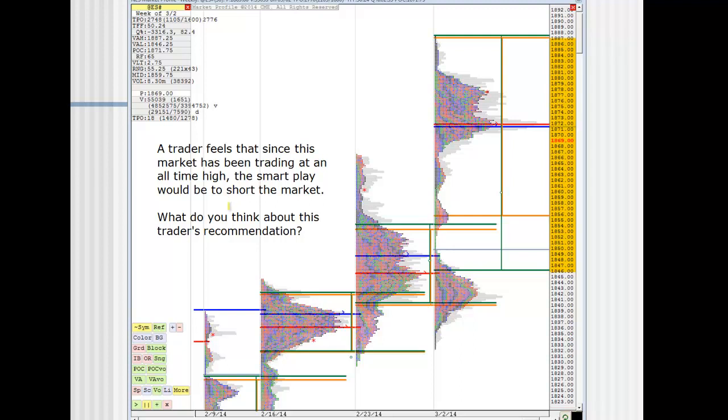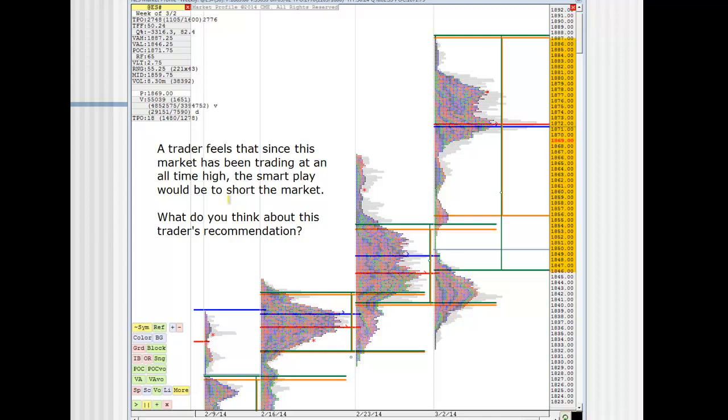A trader feels that since this market has been trading at an all-time high, the smart play would be to short the market. Now, I run into this all the time. Oh, that's gone way too high. It's much higher than it should be. The market is oversold. Who are we to tell the market whether it's oversold or not? As profile traders, we want the market to tell us what we should be doing. We're not going to impose our will or our projections or our prognosis for the market. We need to see what the market is telling us and respond accordingly.